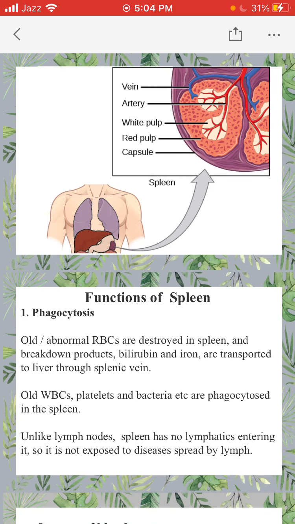Now the difference between spleen and lymph node is that the spleen does not contain any lymphatics. So there are no lymphatics which enter into the spleen, and the spleen is not exposed to any disease that spreads by lymph.